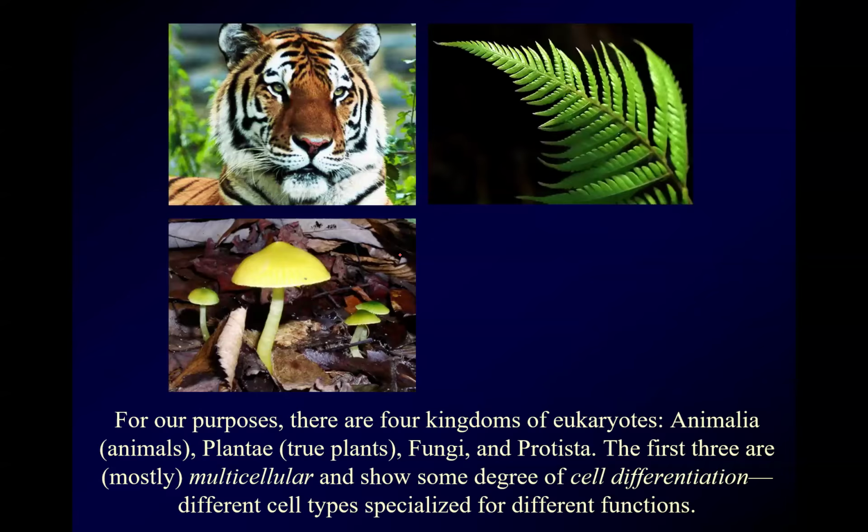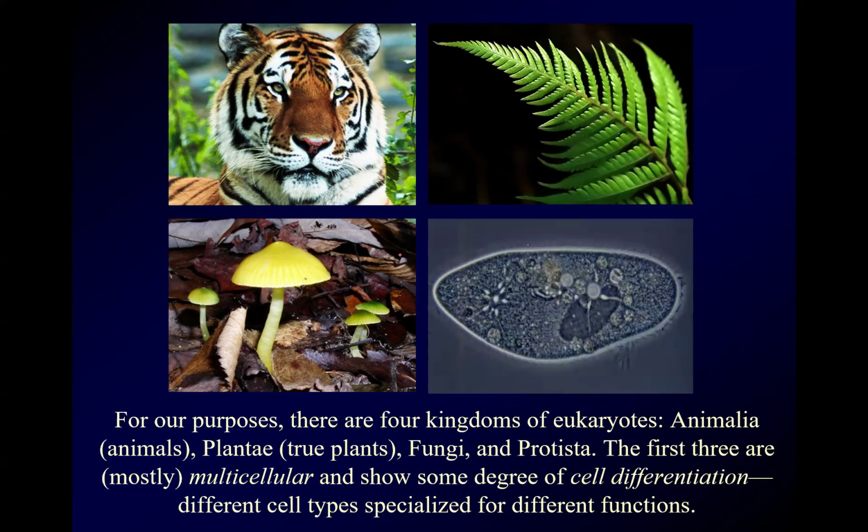You get less of that in simpler organisms. The simplest animals have only four different cell types. Typical plants might have maybe a couple dozen. Fungi, maybe not quite so much. But by and large, these three have cell differentiation. The fourth kingdom is not really a good kingdom. It's a grouping that we call the Protista.